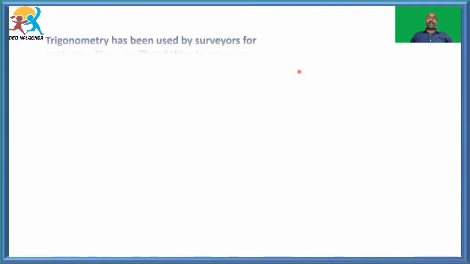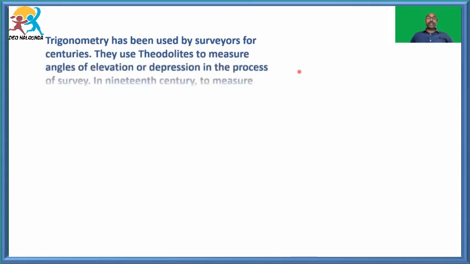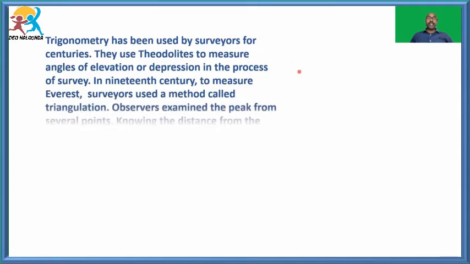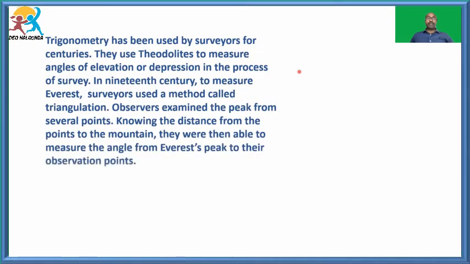Trigonometry has been used by surveyors for centuries. They use theodolites to measure angles of elevation or depression in the process of survey. In the 19th century, to measure Everest, surveyors used a method called triangulation. Observers examined the peak from several points. Knowing the distance from the points to the mountain, they were then able to measure the angle from Everest's peak to their observation points. In this manner, they find the height of Mount Everest.